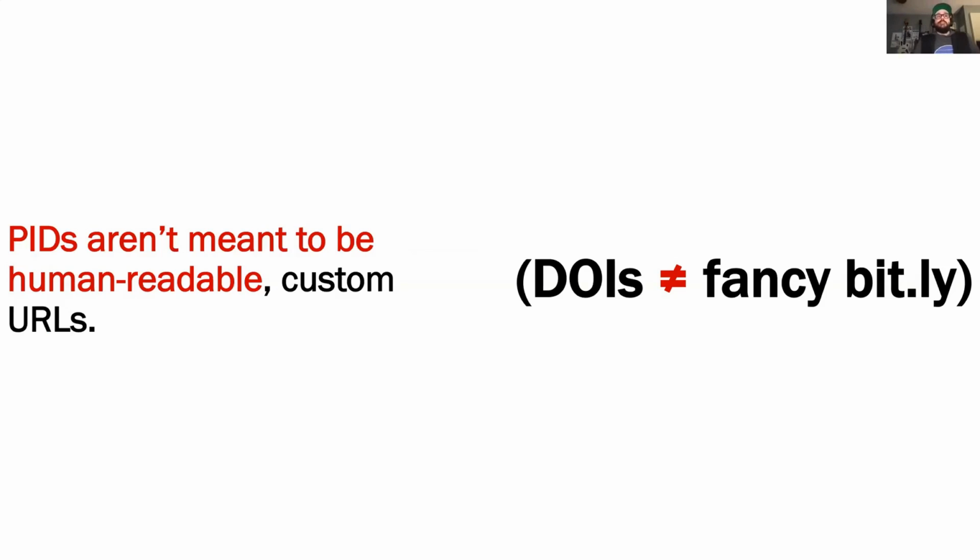Persistent identifiers aren't meant to be human readable custom URLs. This is a big one. A lot of people who start using DOIs really want the back half of a DOI to represent their institution and information about the publication. That's kind of what Bitly is for. DOIs aren't for that. They really just should be unique identifiers.